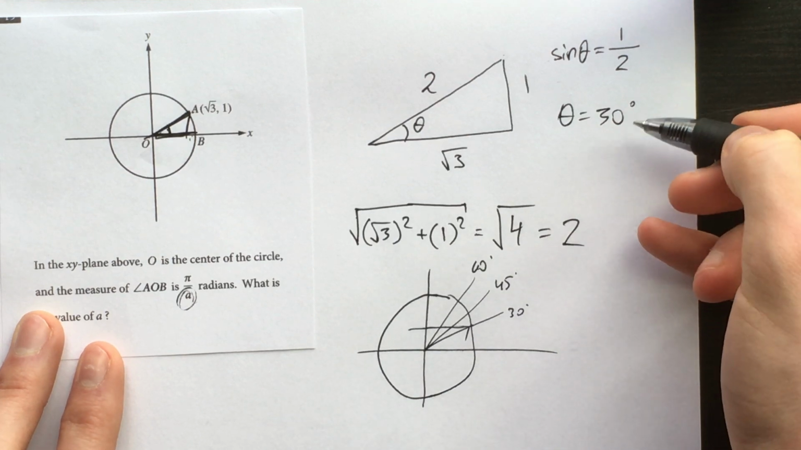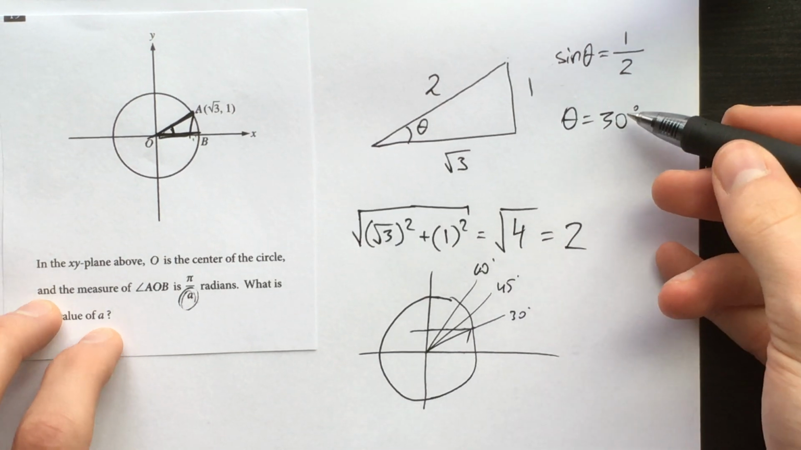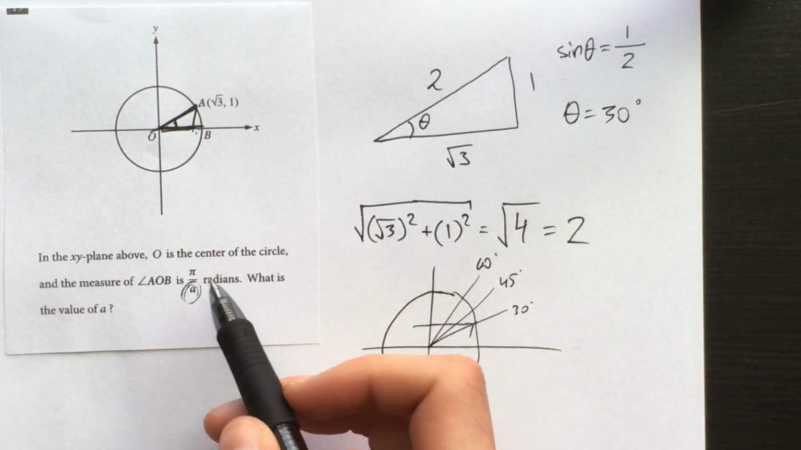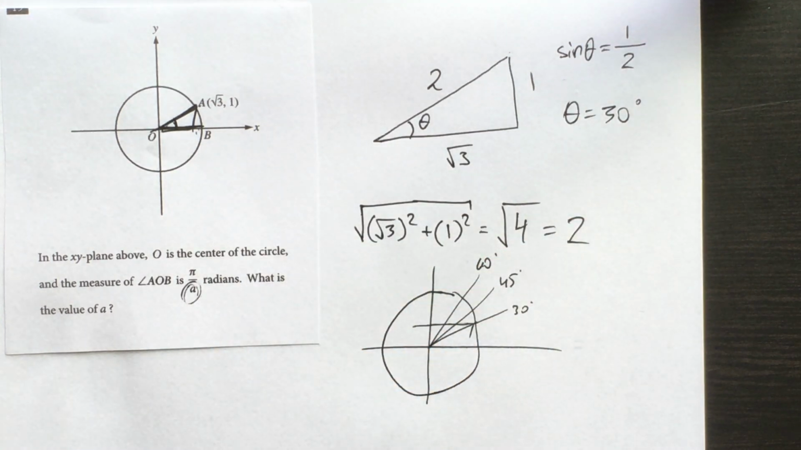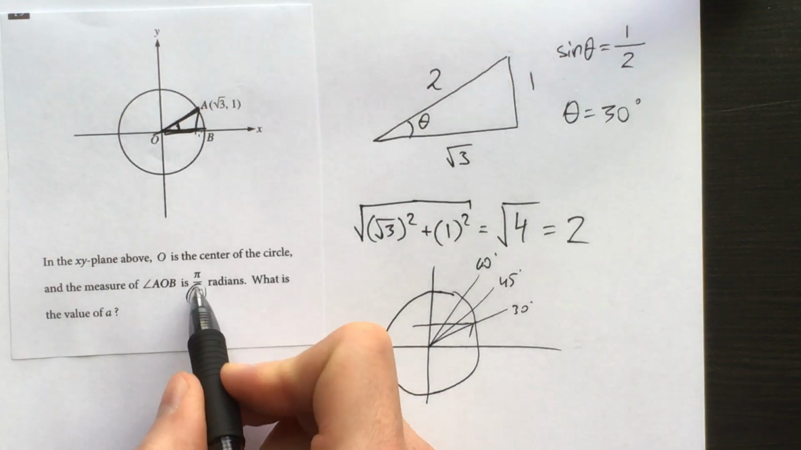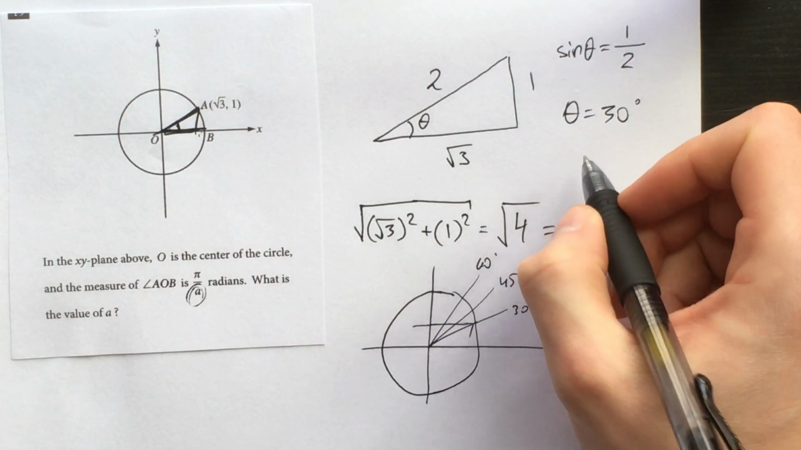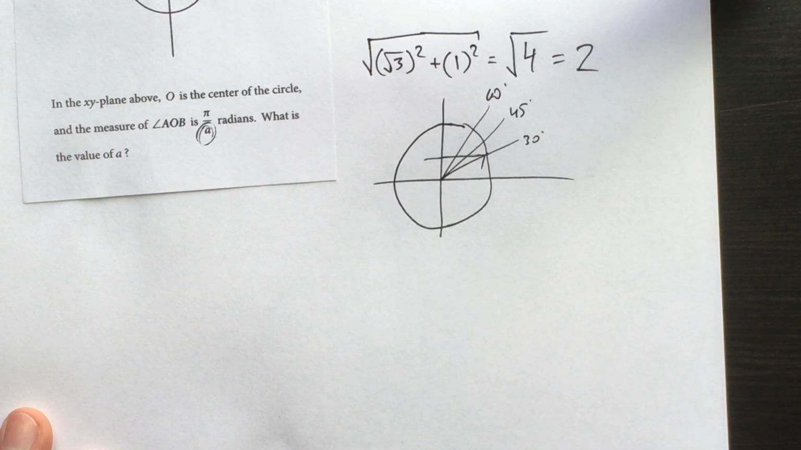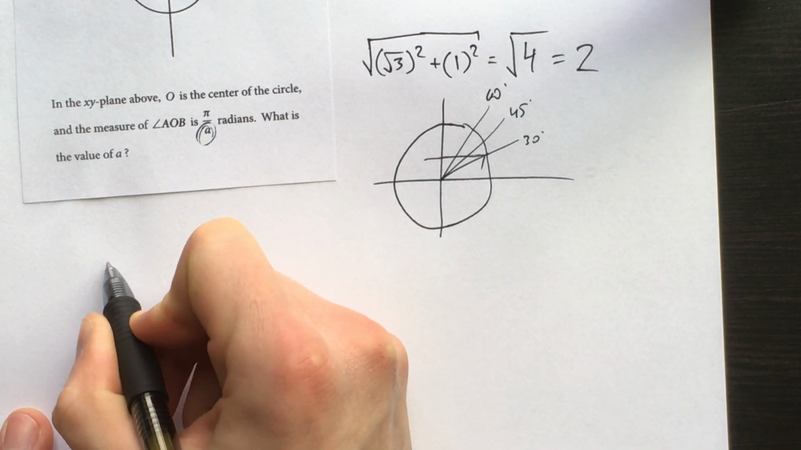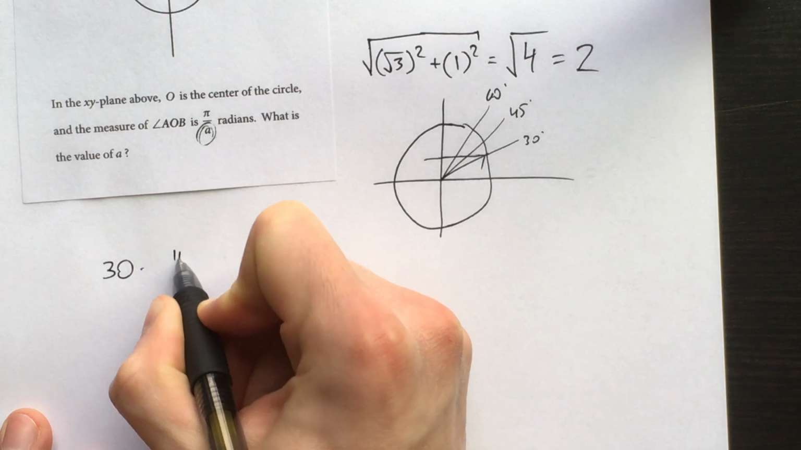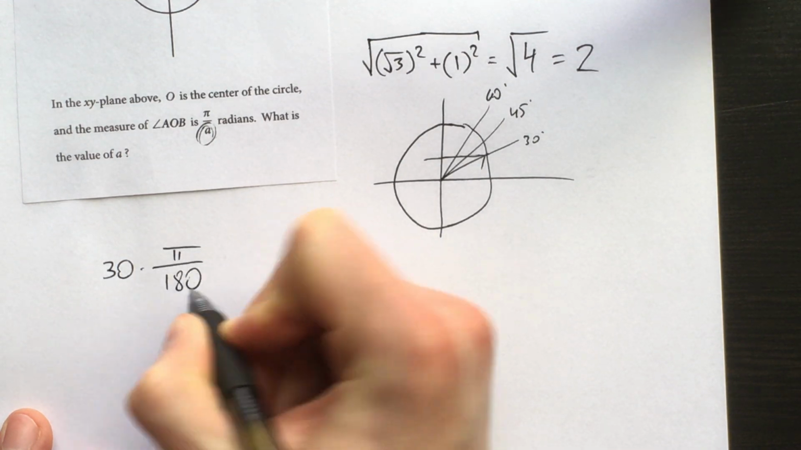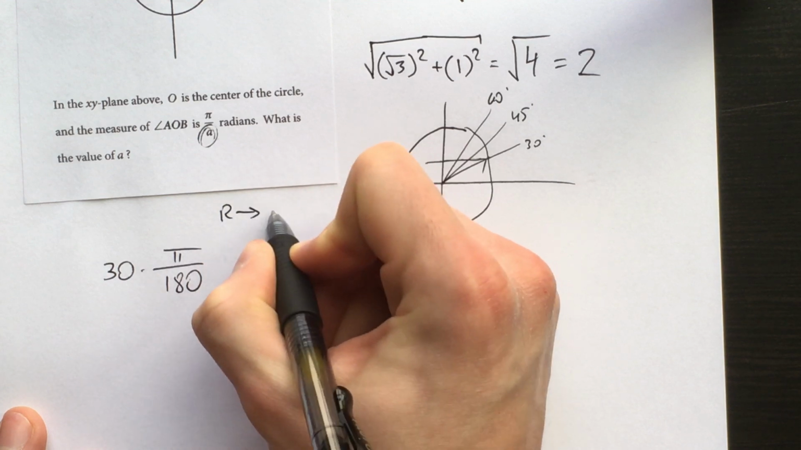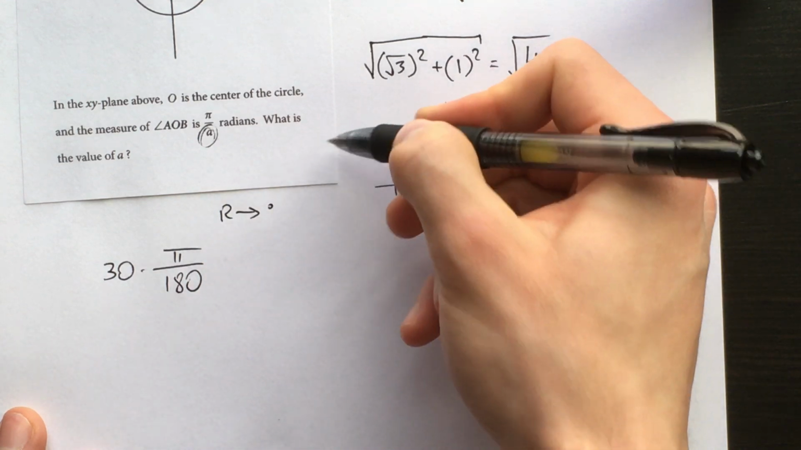However, that's not actually what we're looking for, because what we want is A, and we want this in terms of radians, so it's pi over something radians, and we want to know the something. So how do you convert from degrees to radians? You simply multiply by pi over 180. So you've got to do 30 times pi over 180. And conversely, if you want to convert from radians to degrees, you multiply by 180 over pi.